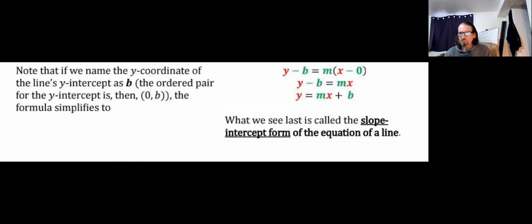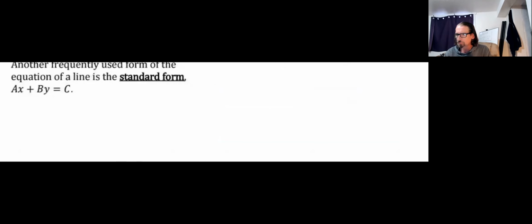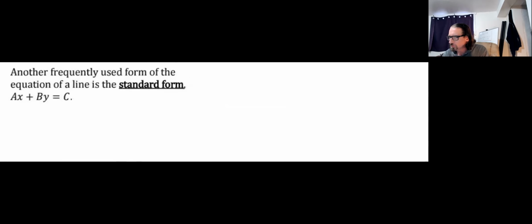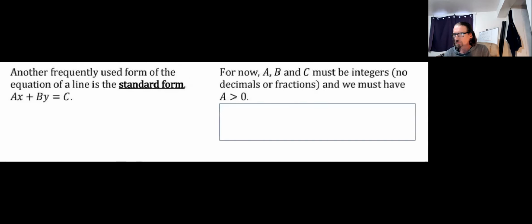And as for the different forms of equations of a line, here's our last bit. Another frequently used form is the standard form, where the x and y terms are on the left-hand side, with x being first. A, B, and C generally we say they're real numbers, but for right now, we're going to be more specific and say that they must be integers. We could in general have positive and negative, but no decimal or fraction part.